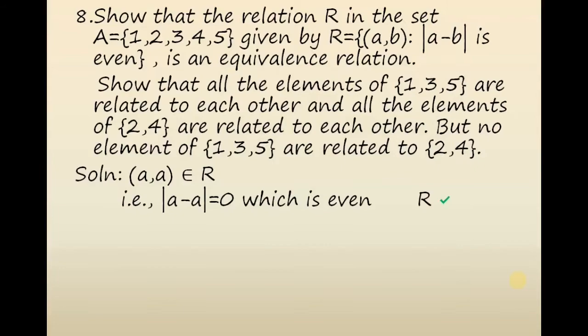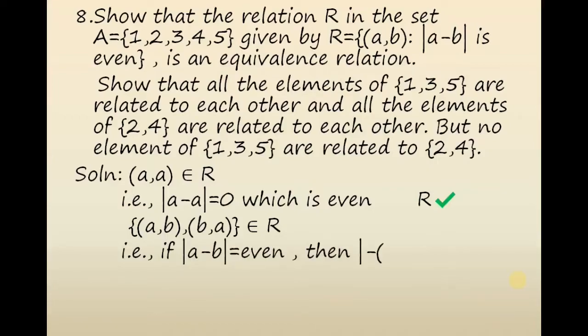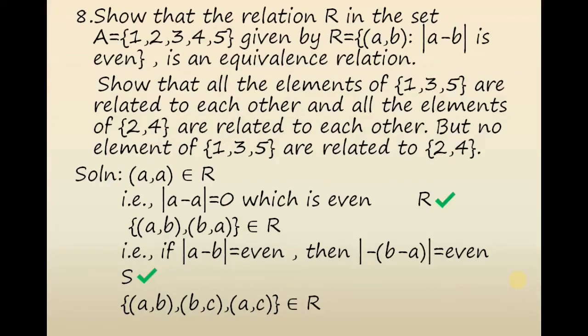Let's see for symmetric. It has to be in the form of (a, b) and (b, a). And that means what? |a − b| is even. Then |b − a| is also even, right? Don't worry about the negative sign because we have the modulus. So it is symmetric. You can take any example, 2 minus 4 and 4 minus 2. The mod is even.